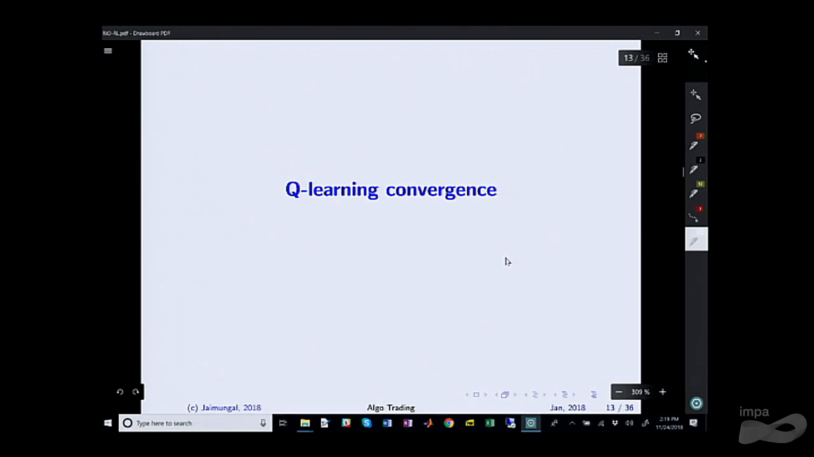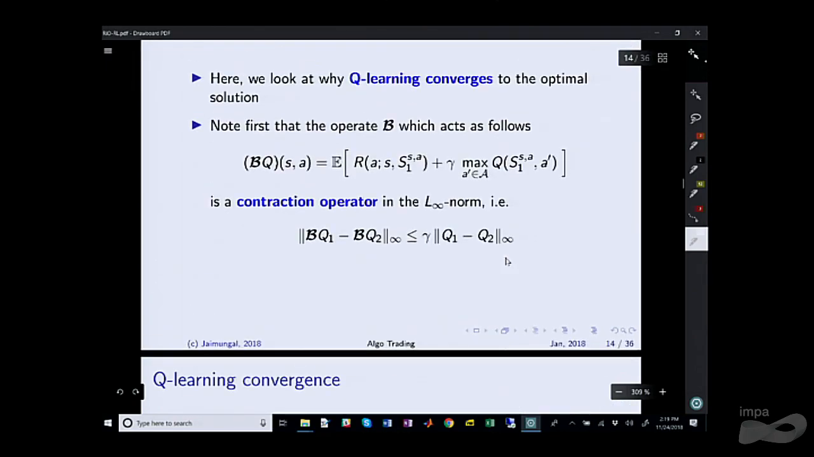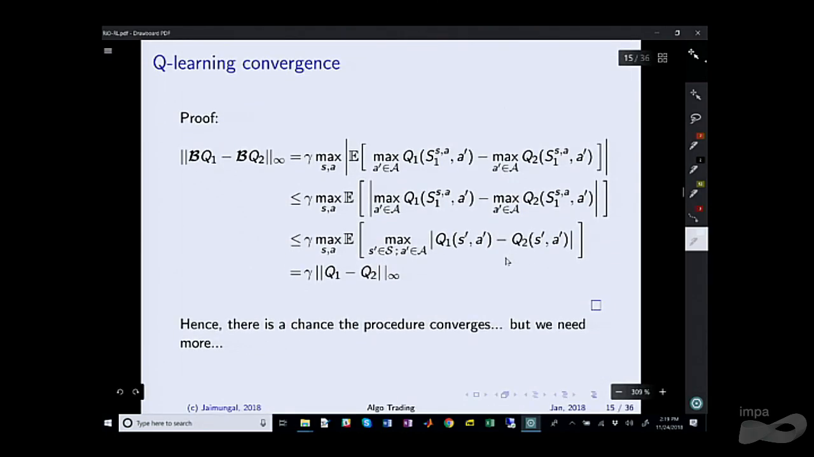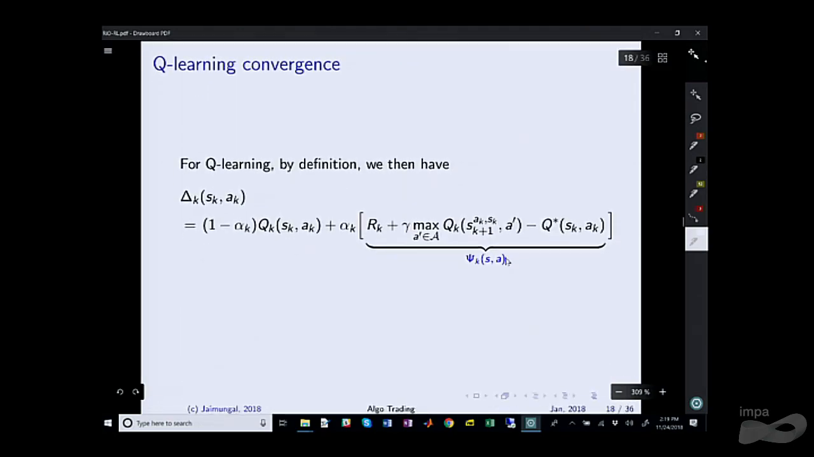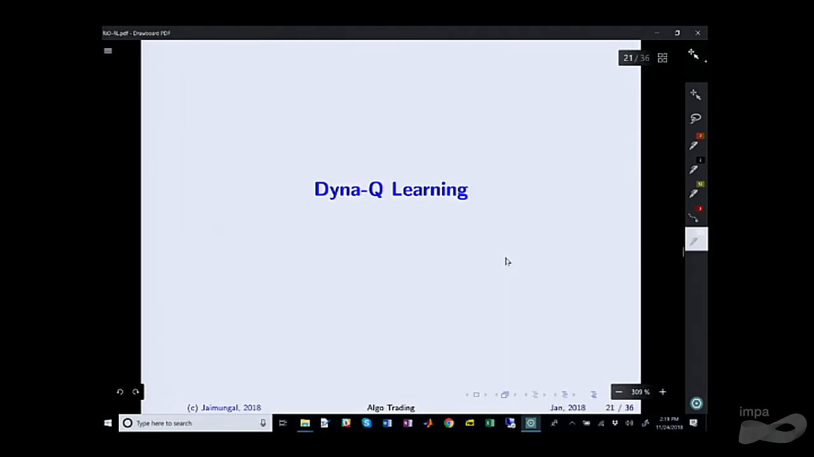Now, there's actually a set of convergence proofs that you have to do here, but given time, I'm going to skip it. You'll have the slides so you can take a look. But basically, you need to show that that operation is indeed a contraction. There's a nice little proof, but then you need to show as well that this particular iterative thing converges. And that takes some time to do.